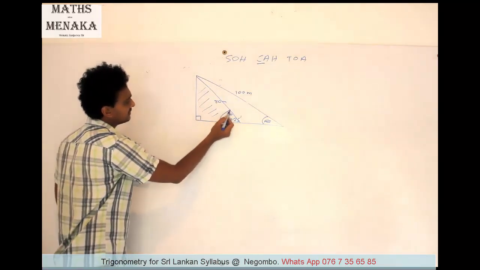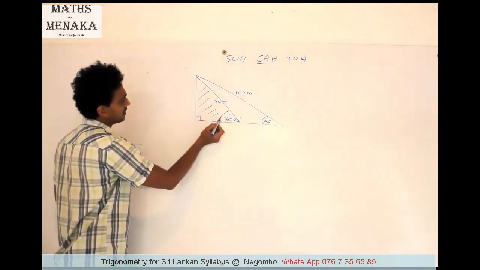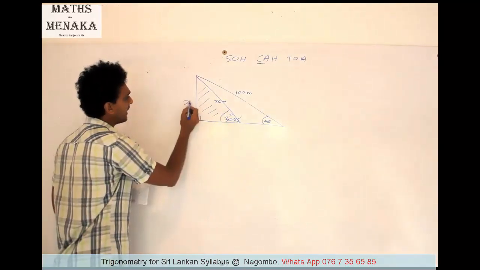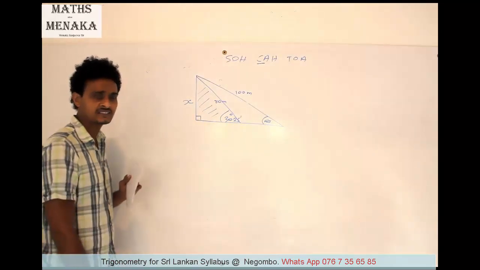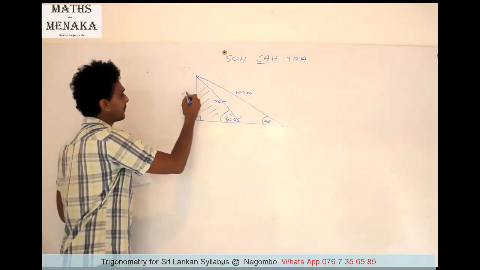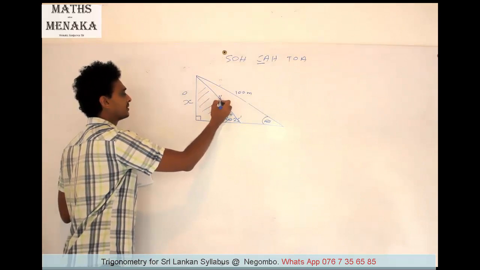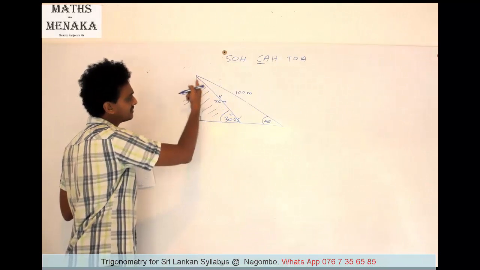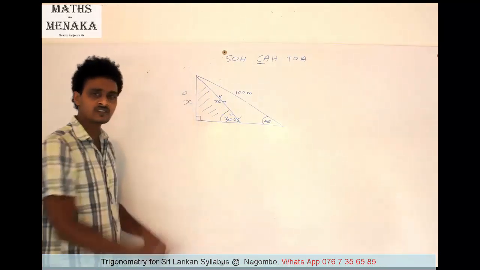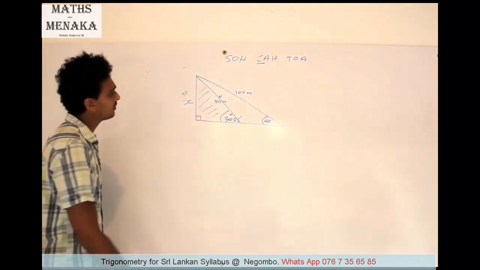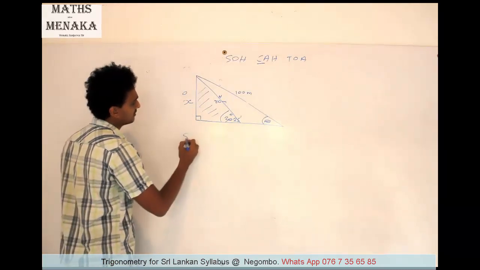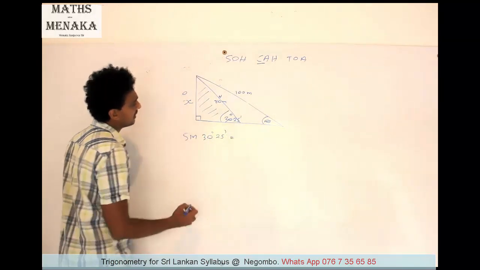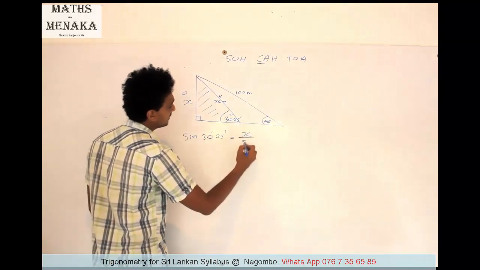When you consider the small right angle triangle, we have to consider this angle, 30 degrees and 25 minutes. This is x. I'll take it as x. This is opposite. The 80 is the hypotenuse. So opposite and hypotenuse, you have to go to sine. Using sine, you can find the value of x. How can you find it? Sine 30 degrees 25 minutes equals x over 80.